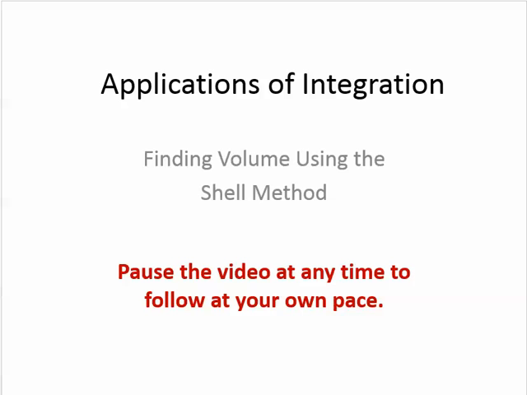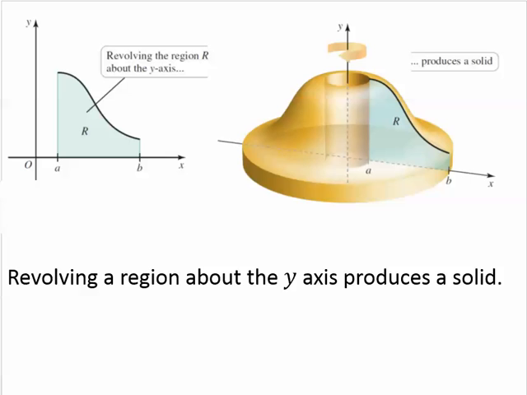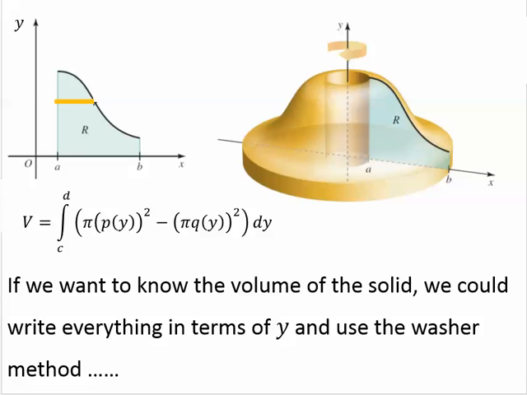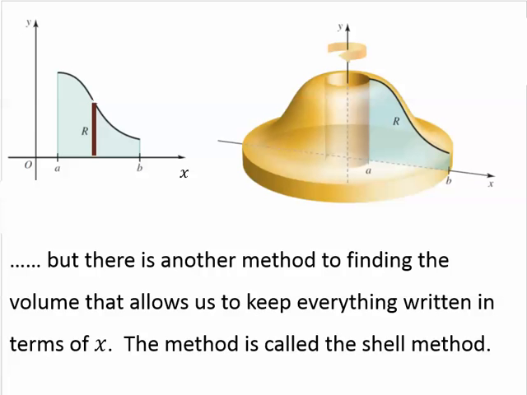Applications of integration, finding volume using the shell method. Revolving a region about the y-axis produces a solid. If we want to know the volume of the solid, we could write everything in terms of y and use the washer method. But there is another method to finding the volume that allows us to keep everything written in terms of x. This method is called the shell method.